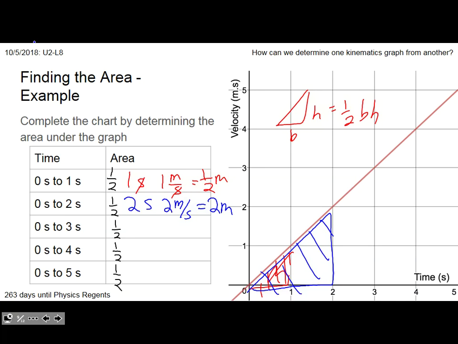Okay, try the third, fourth, and fifth one on your own. I'll give you 2 minutes. So I'll draw it to get you started for the third one. Okay, so the green one would be the third one. All right, and then fill in the rest of the chart in your notes.